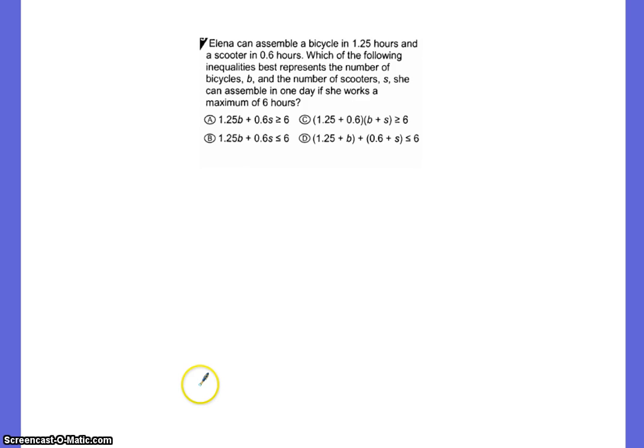Elena can assemble a bicycle in 1.25 hours and a scooter in 0.6 hours. Okay, bicycle goes with 1.25, scooter goes with 0.6. So before I even worry about reading everything, you got to make sure 1.25 is with B. And it is. It's not here. See how they're just kind of messed up there? And not there because they're adding, okay?